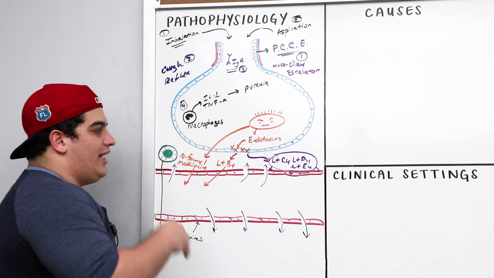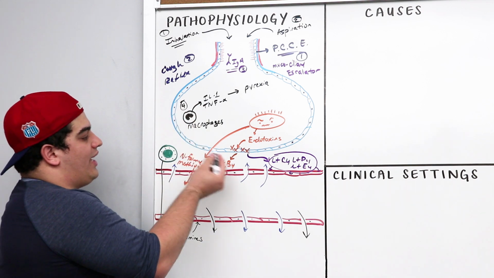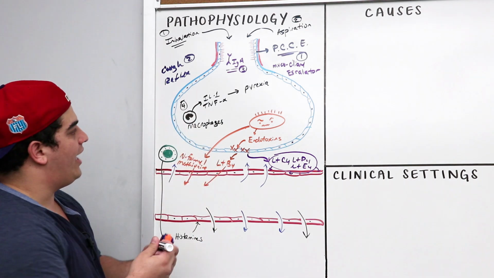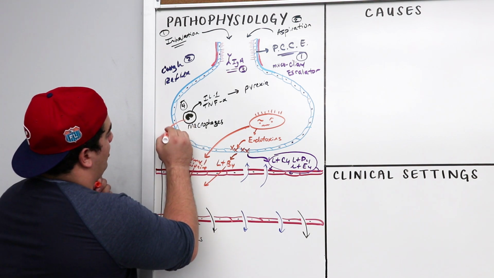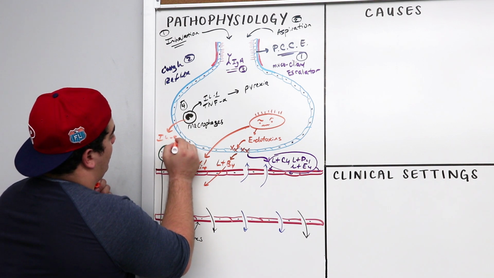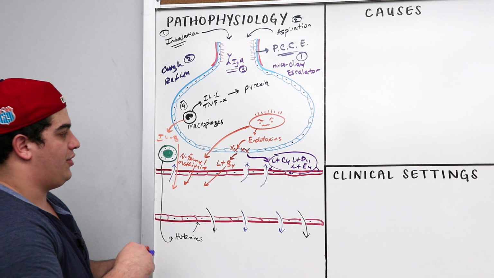Other chemicals that they release, not super important, but they can release more chemotactic factors. Again, some of those chemotactic factors that they can release is like interleukin-8. So it can release other chemicals here, like interleukin-8. And interleukin-8 can also act as a chemotactic agent.